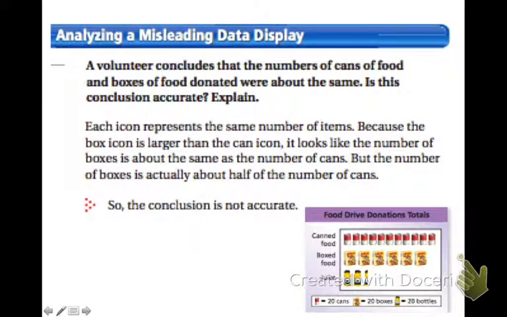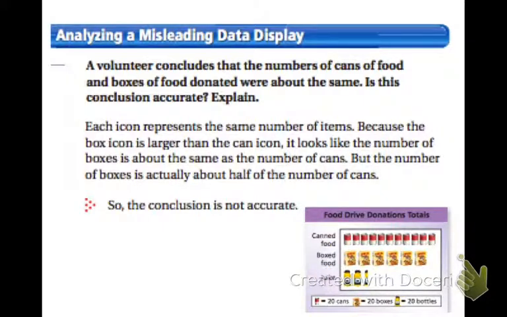So now another part of this example is a volunteer concludes that the number of cans of food and boxes of food donated were about the same. Is this conclusion accurate? Well, looking at their pictograph, it sort of appears to be because cans equal 20 cans, boxes equal 20 boxes, and bottles equal 20 bottles. And if you look at the distance, to the far right, the boxes are almost as far as the cans.